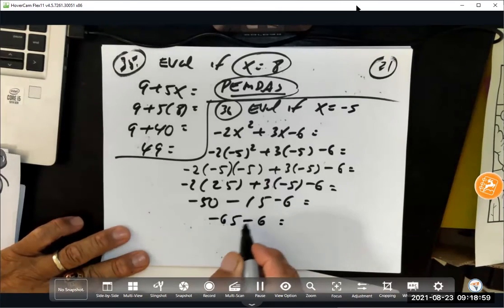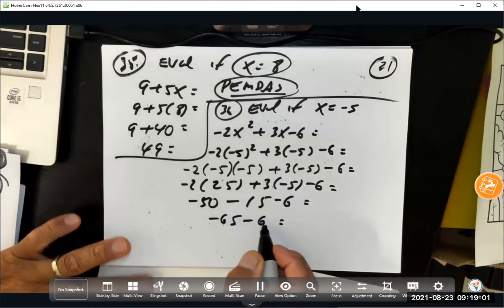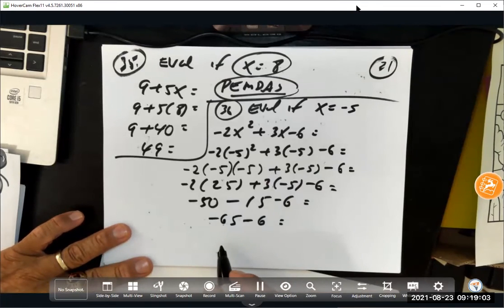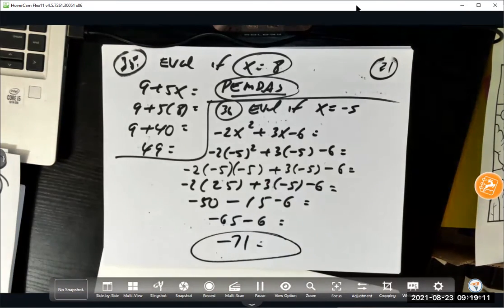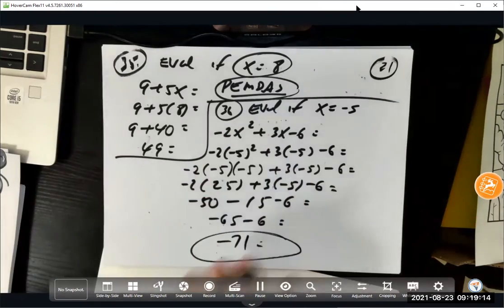So now think like this. I say, give me $65. Give me $6 more. You're negative what? What's the answer? -71. Is that right like that? Yes, -71. So this is just all the steps written out.